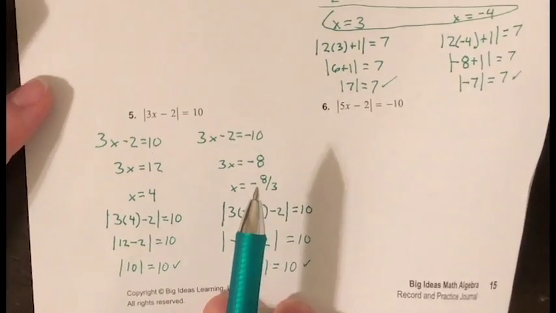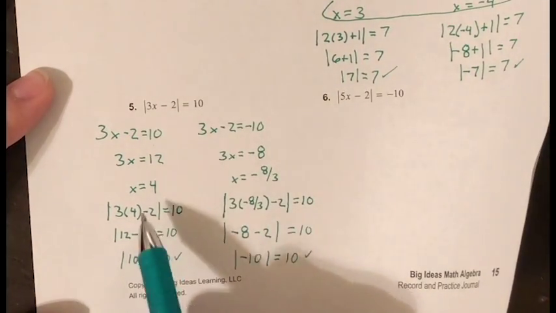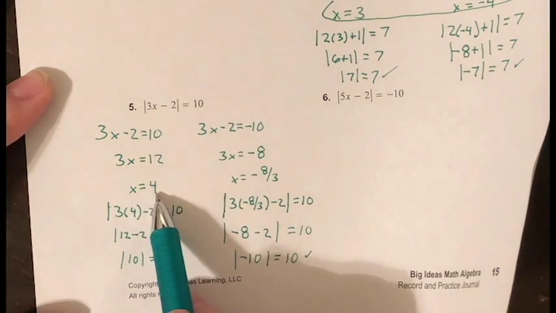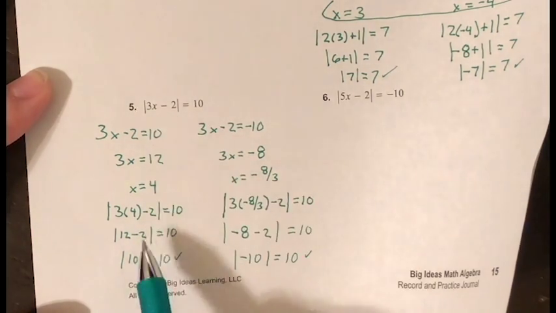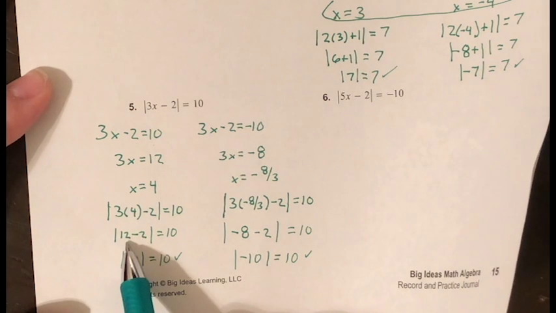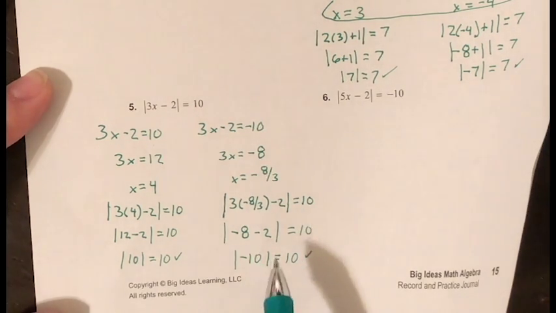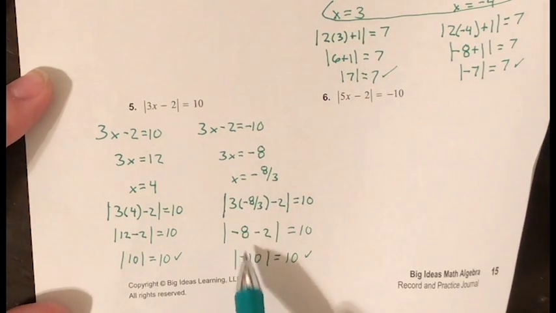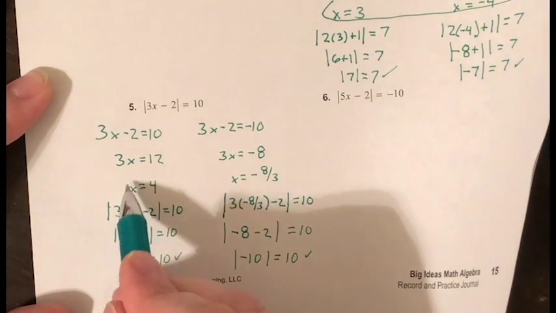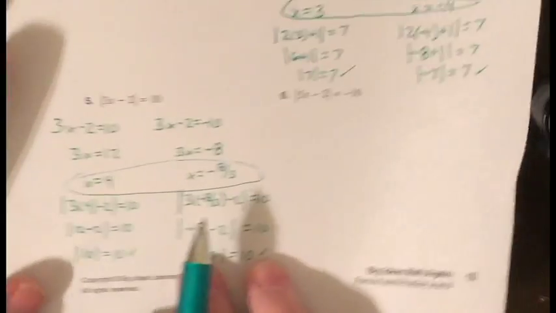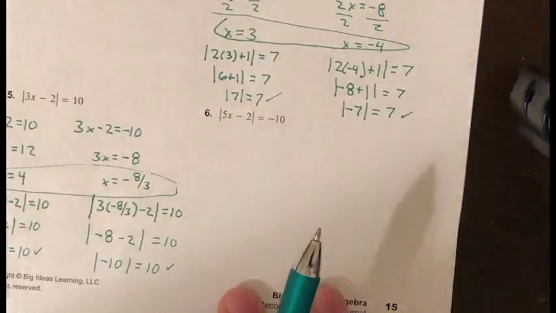Well, your job at that point in time is to make sure that you double check it by plugging x back into the original equation. And I did so. 3 times 4 gives me 12. Subtract 2 gives me 10, and the absolute value of 10 is 10, so that checks out. And then when I work out the other one, I find out that the absolute value of negative 10 is equal to 10, and that checks out. So this is correct. All right, so now let's look at number 6.